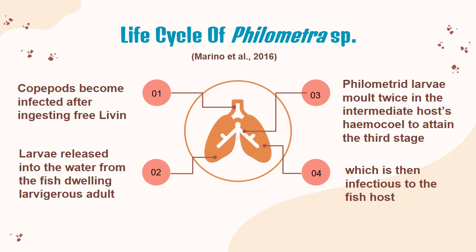Life cycle of Philometra sp., Marino et al. 2016. 1. Copepods become infected after ingesting free-living larvae. 2. Larvae are released into the water from the fish-dwelling larvigerous adult. 3. Philometrid larvae move through the intermediate host's hemocoel to attain the third stage. 4. Which is then infective to the fish host.